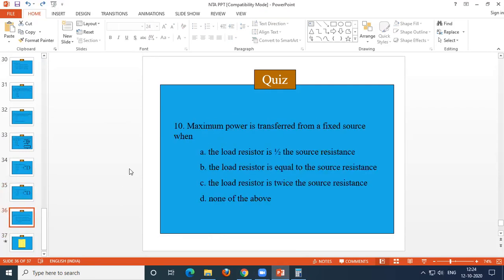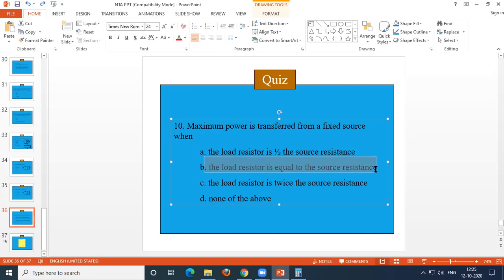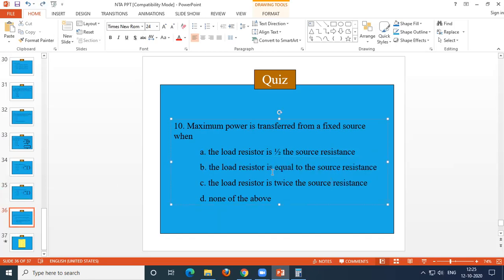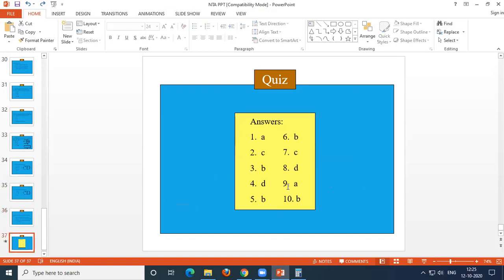Then the last one, the maximum power transfer. Maximum power is transferred from a fixed source when the load resistance is equal to the source resistance, that is the B answer. So for this 10 the answer is B. So we will conclude these points here.